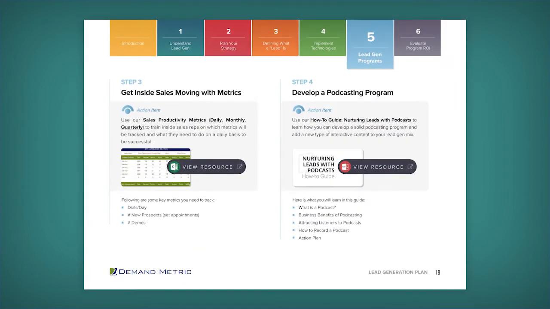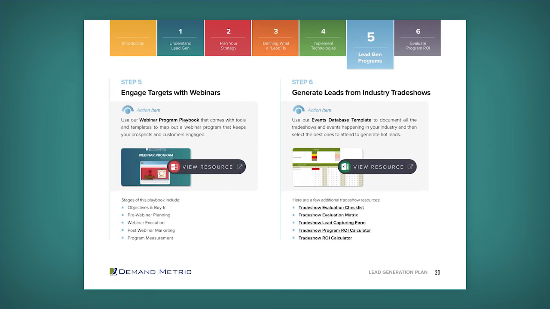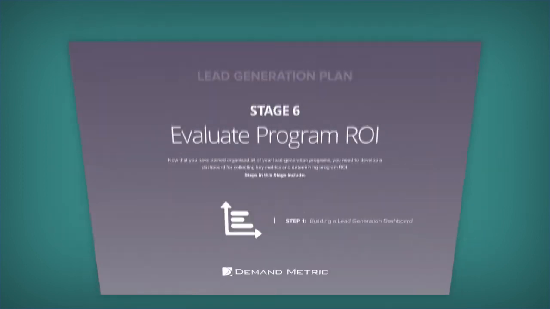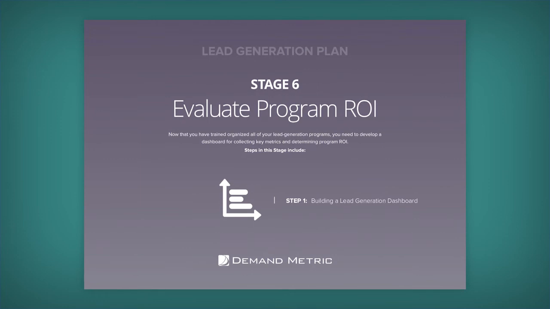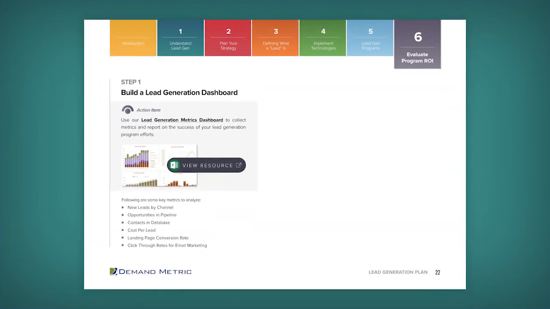Get inside sales motivated with metrics, develop a podcasting program, engage targets with webinars, and generate leads from industry trade shows. In the last stage, stage 6, we're going to evaluate the program ROI. And here, we're going to build a lead generation dashboard to make that happen.